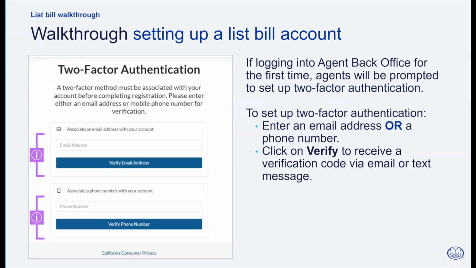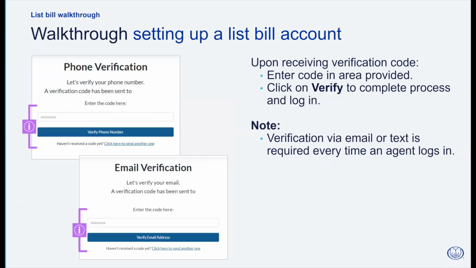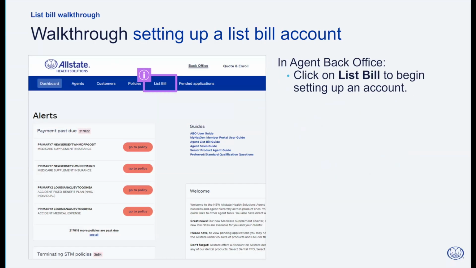Once you log in, if this is your first time ever logging into agent back office, you're going to get the two-factor authentication. Go through that and complete it, whether it be phone or email verification. And then we are in our agent back office. Hopefully most of you are familiar with this screen. In here, you'll notice there's a tab up top that says list bill. Pretty cool stuff. That is where we're going to want to click.